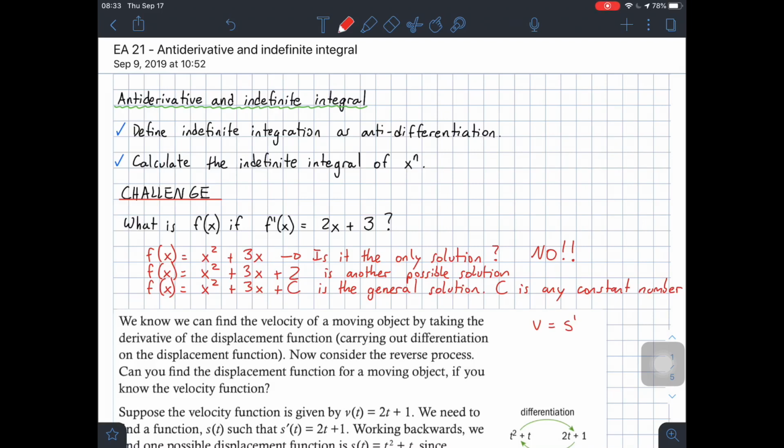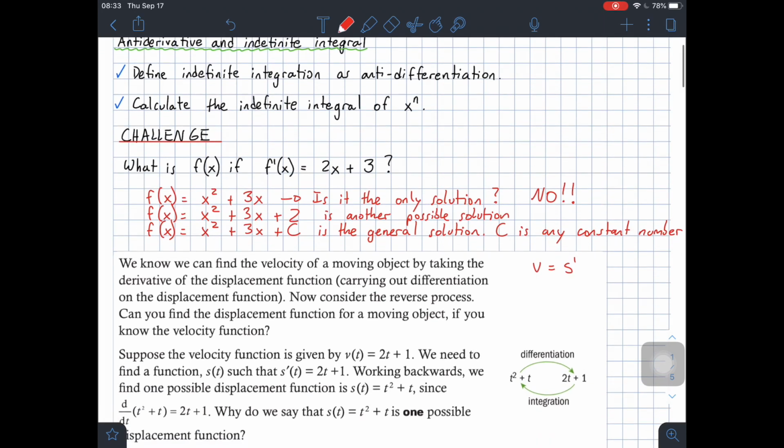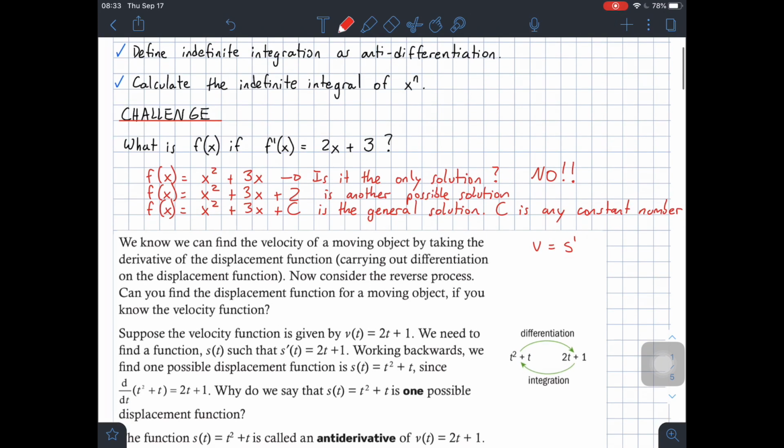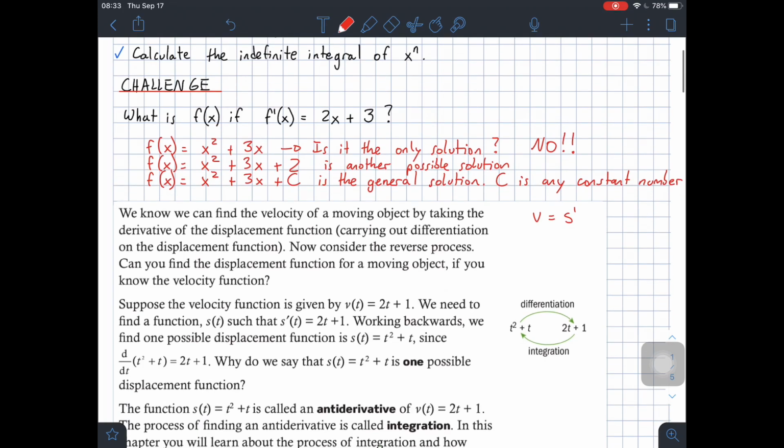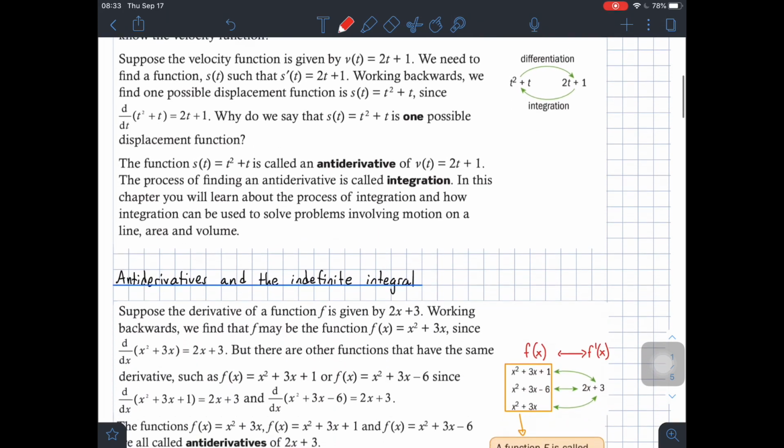Hello, seniors. Today we're going to continue with electronic assignment 21, which is about the antiderivative and indefinite integral. If you remember from last class, we have seen the concept of an antiderivative and we've defined it as the opposite operation as derivatives, right? So that's basically what antiderivative is about.